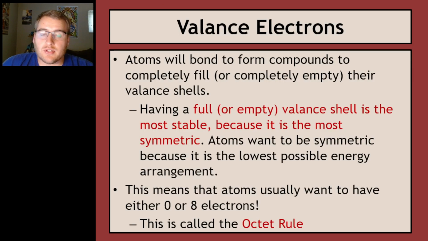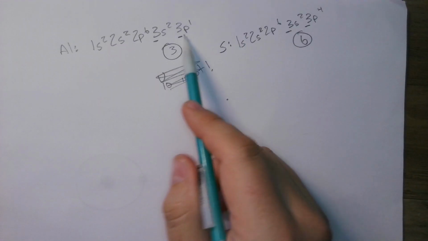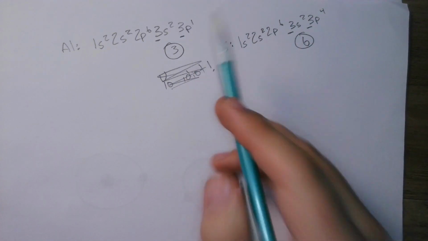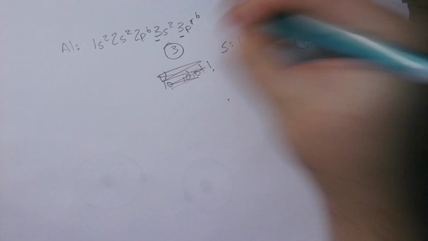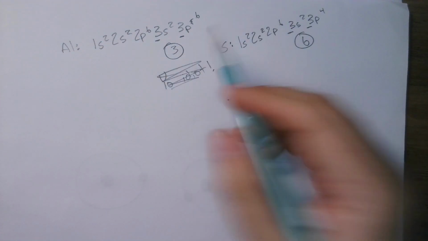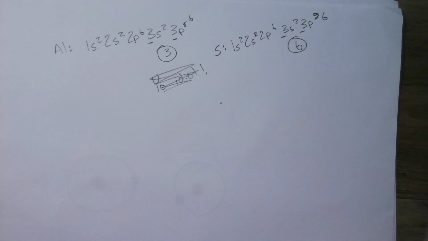So valence electrons are important because they determine what likes to bond with what. Atoms will bond to form compounds to completely fill or completely empty their valence shells. Both of those atoms I just showed you did not have full valence shells, right? Both of their p orbitals were not full or empty. They're in this intermediate state. If this was full, it would have to be a 6, right? If this was full, again, it would have to be a 6.